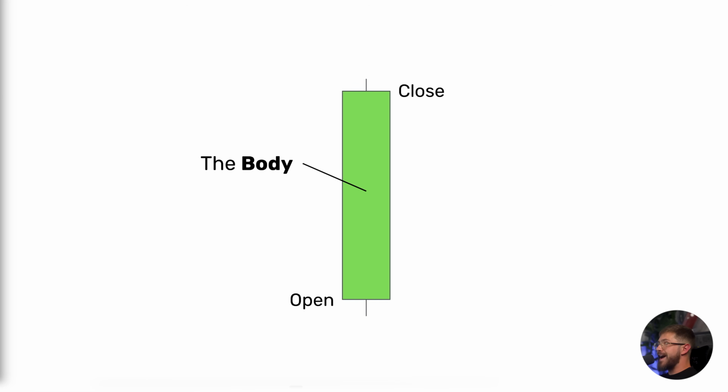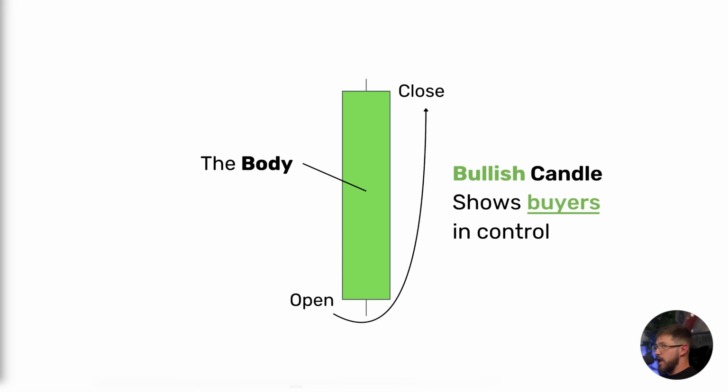If the close is higher than the open, meaning the price ended higher than where it started, you get what's called a bullish candle. This is typically colored green or white, and it tells you that buyers were in control during that period. They managed to push the price higher than where it began.